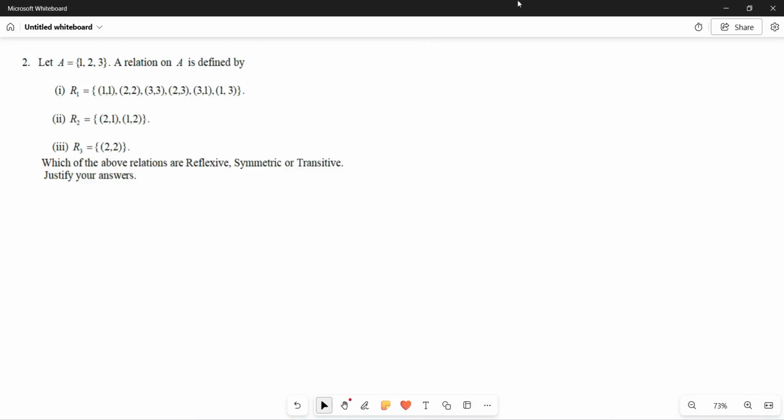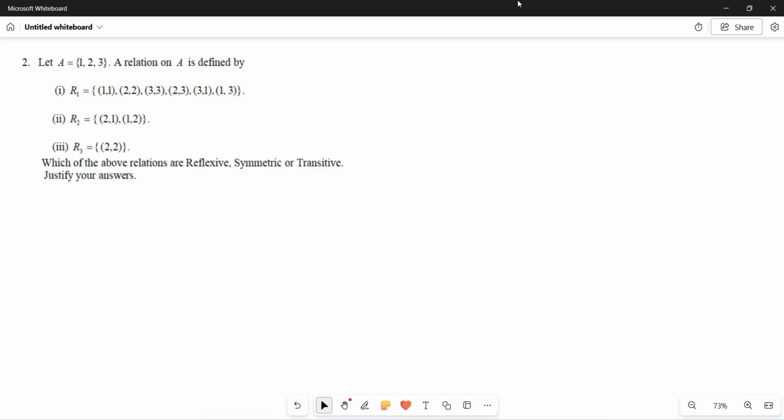Now we found that R1 is reflexive, and we also found that R1 is not symmetric. The reason is 1 1, 2 2, 3 3 are symmetric, but when considering 2 comma 3, 3 comma 2 should be available as well. 3 comma 1 and 1 comma 3 are available, but 2 comma 3 is available and 3 comma 2 is not available, therefore it is not symmetric.